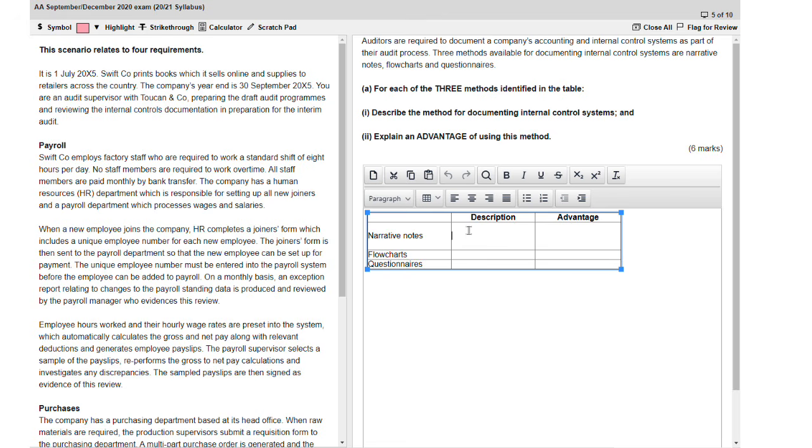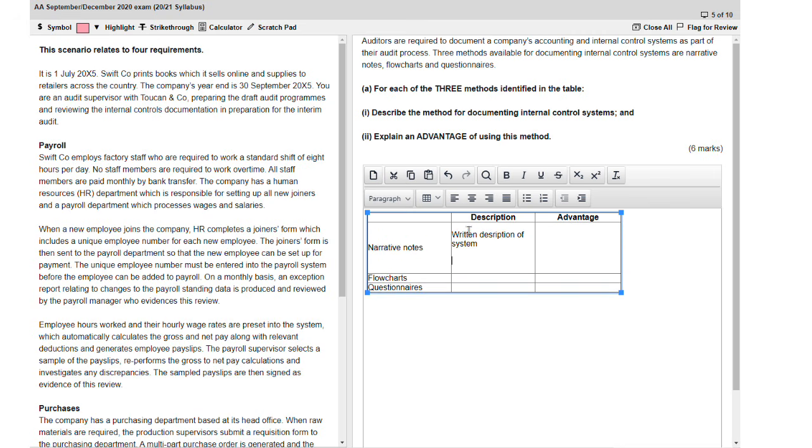Narrative notes are, of course, what you can see all over this question. So they are a written description of the system, using words or in writing. And if you look on the left, when you're looking at the question, that's like narrative notes, isn't it? In the sense they're using subheadings and doing things stage by stage. So again, it will be separated out into the different systems.